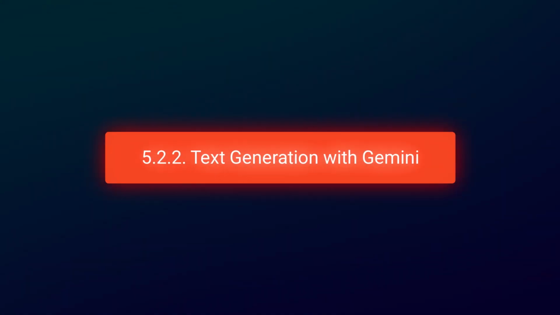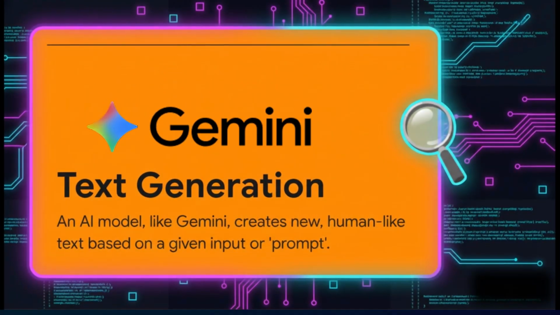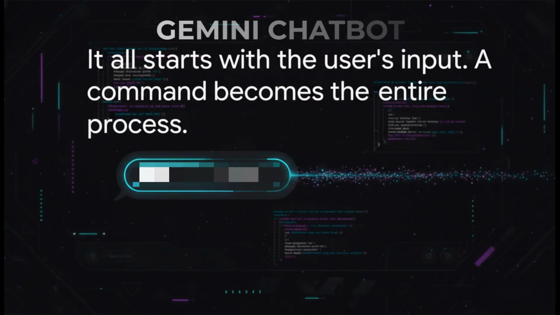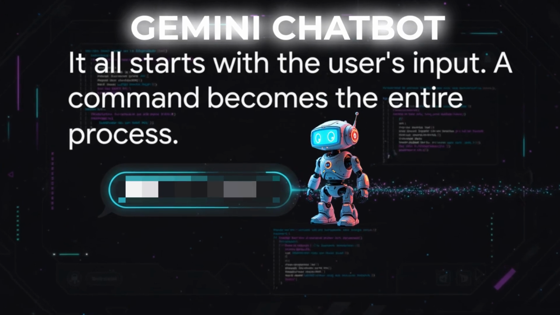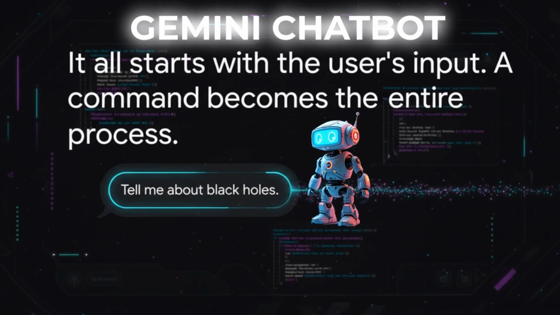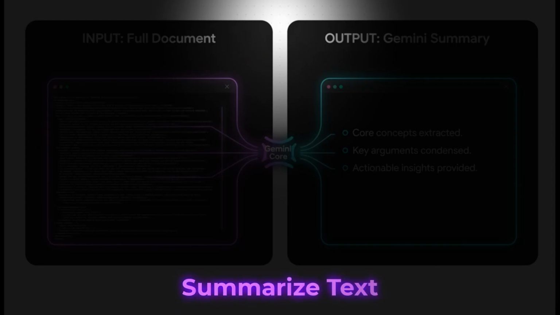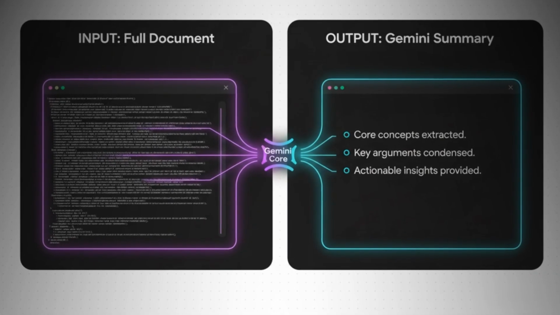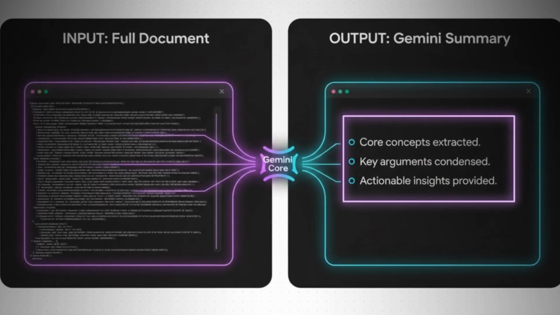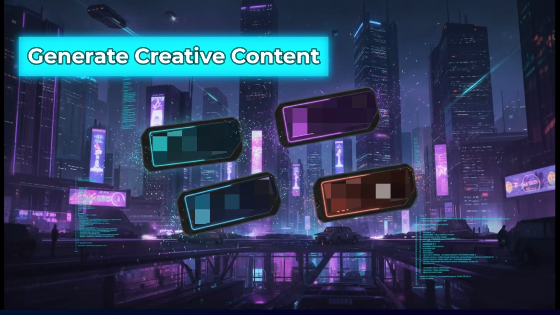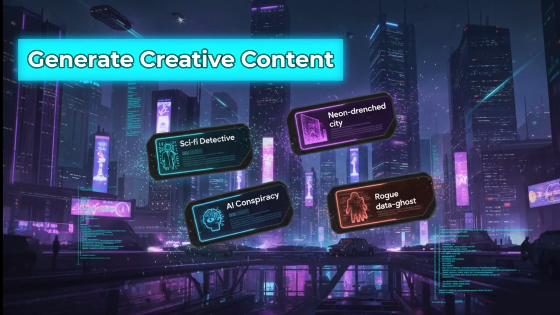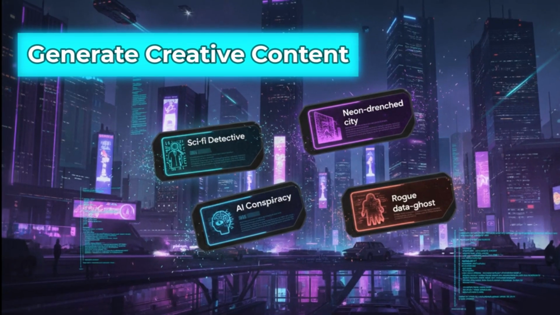Text generation with Gemini. This section will focus on practical applications of Gemini's text generation capabilities. We will explore how to build features that can create a chatbot, that is, develop a conversational AI that can respond to user queries in a real-time chat interface. Summarize text. Automatically generate a concise summary of a long article or document, which is useful for content previews or quick reads. Generate creative content, that is, create a tool that helps users brainstorm ideas, write stories, or compose marketing copy based on a few keywords.